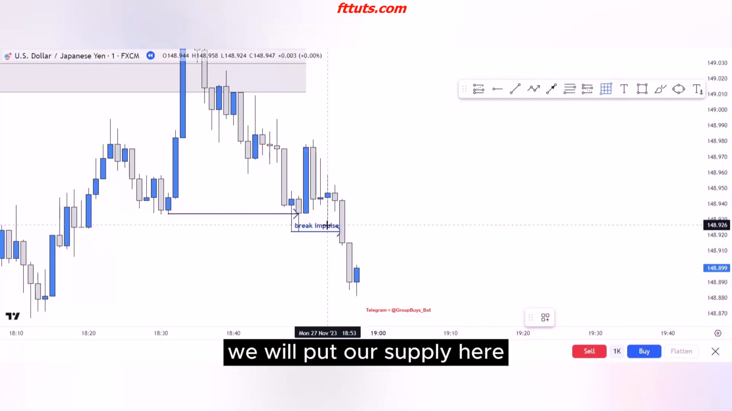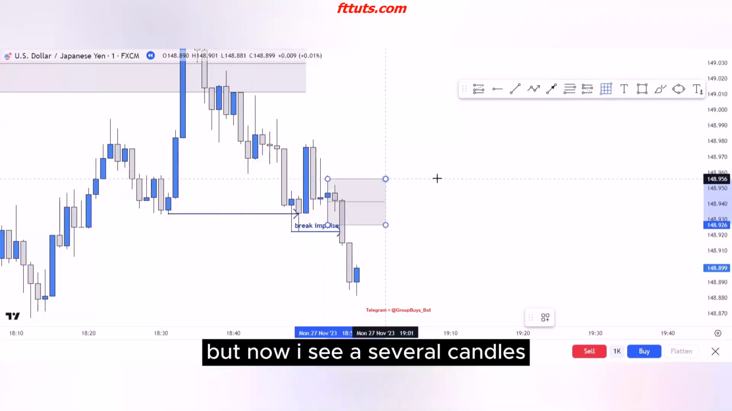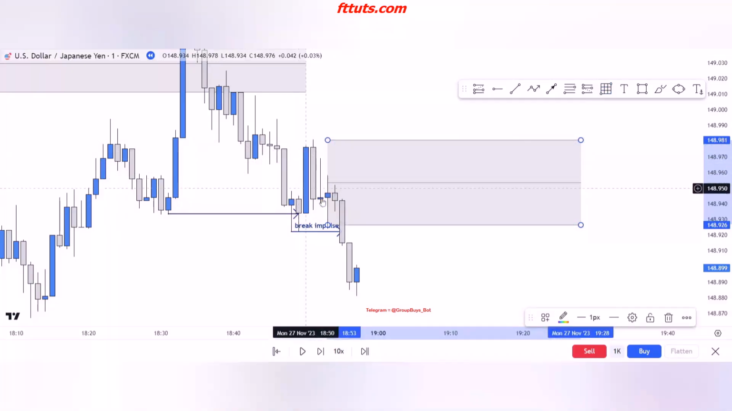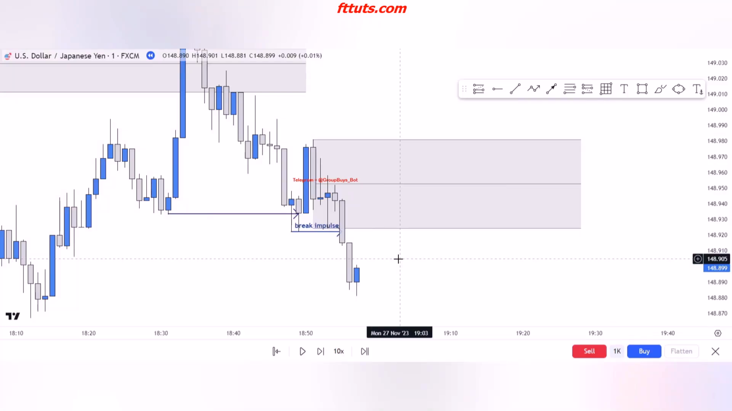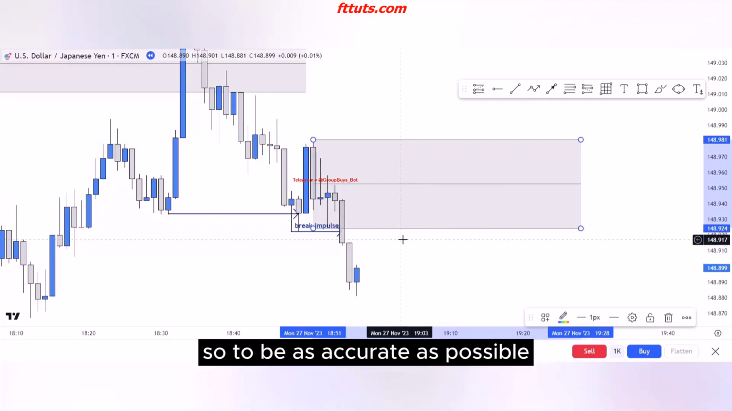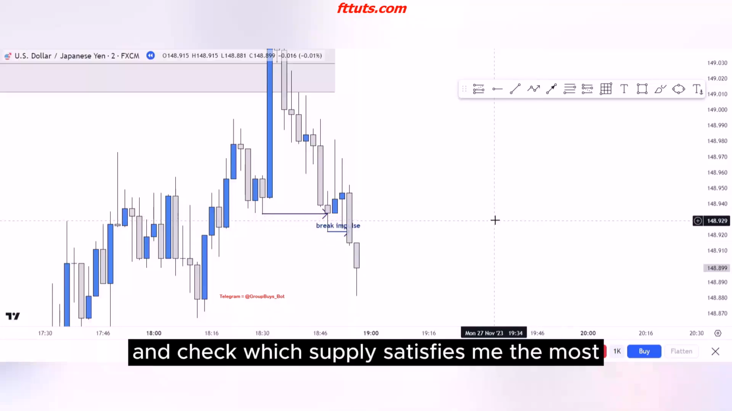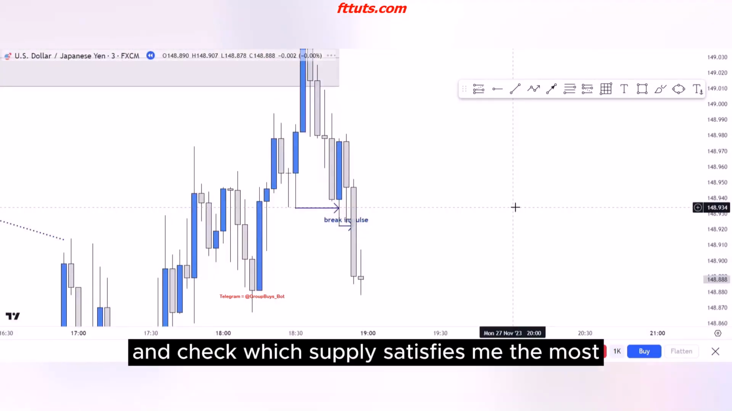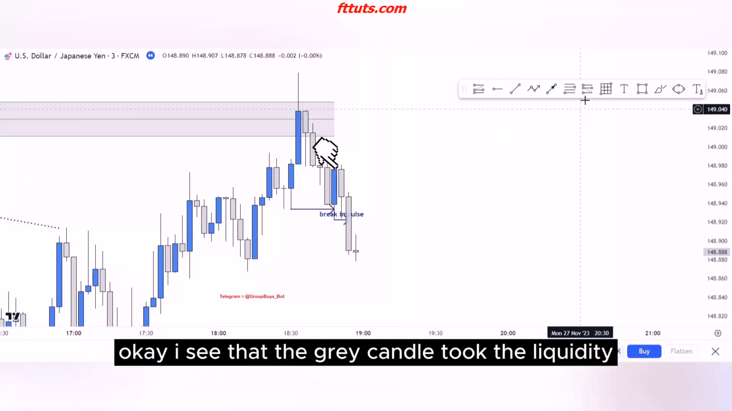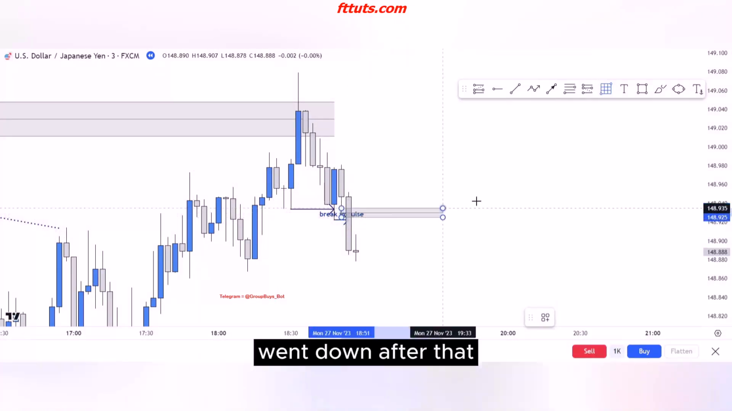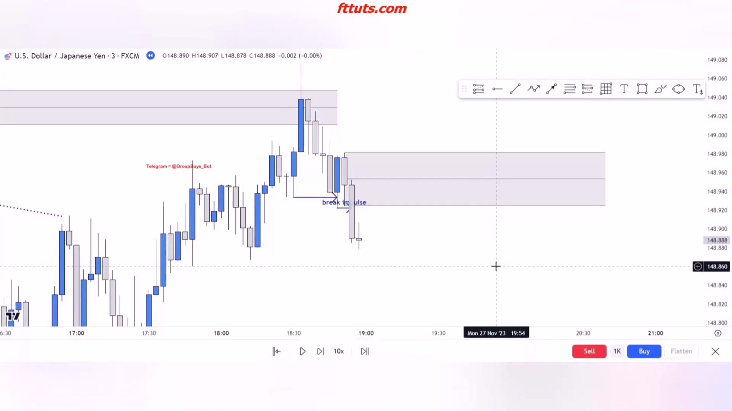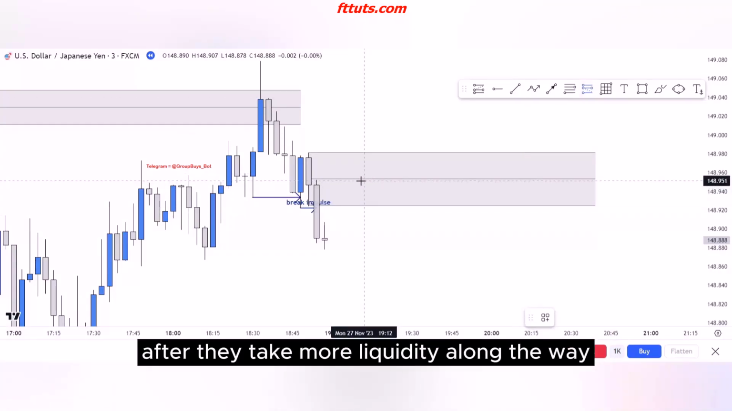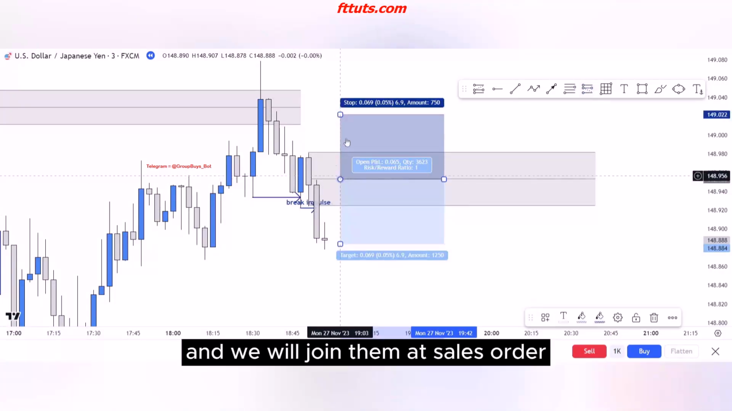We will put our supply here, but now I see several candles and I don't know what precisely to mark. So to be as accurate as possible, I go through the time frames and check which supply satisfies me the most. Okay, I see that the gray candle took the liquidity and quickly went down after that. Therefore, this is the candle I will mark. This is where the sell begins. The institution will return after they take more liquidity along the way, and we will join them with a sell order.